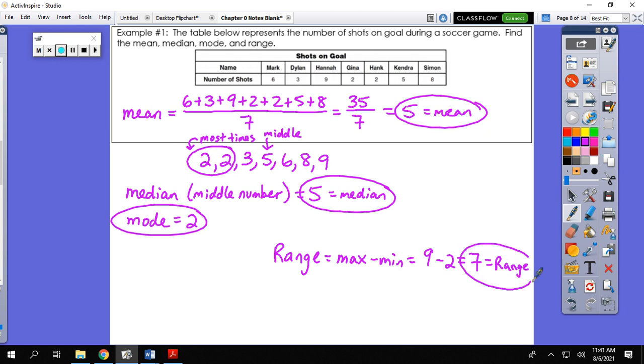So that is more or less how we find the mean, the median, the mode, and the range. Thank you for your time and attention. There will be a second video to discuss SAT style questions.